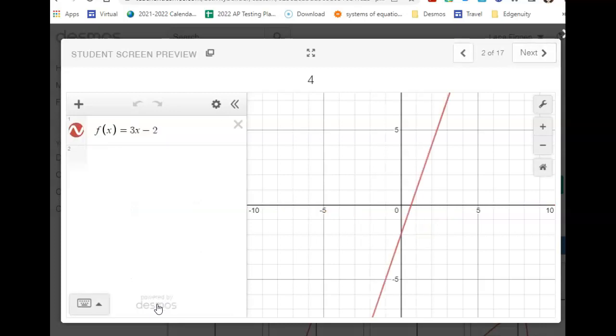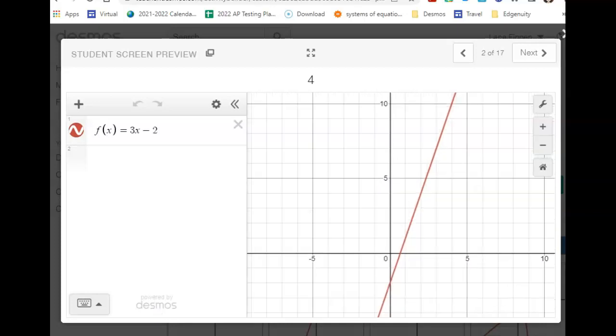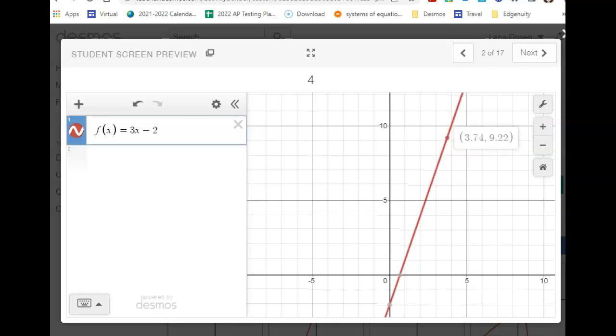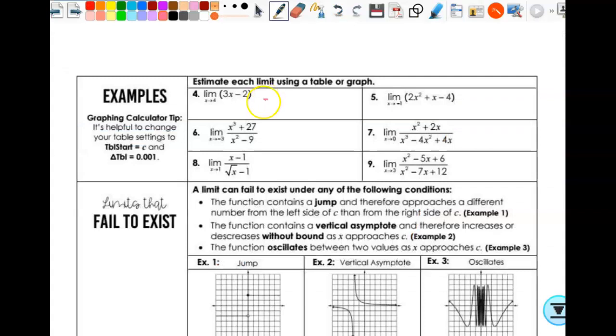All right, so here's the function 3x minus 2, which is your number 4. And I want to estimate what happens as x approaches 4. So here's 4. As x is approaching 4, you can see, but no matter what I do, my hand's in the way. In Desmos, you can click and drag. So it's a little bit greater than 4. It's a little bit less than 4. So what does it look like you're going to get to? 10, exactly. So the limit as x approaches 4 of 3x minus 2 is 10.